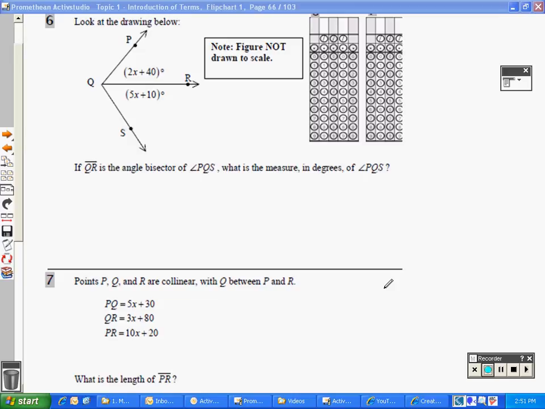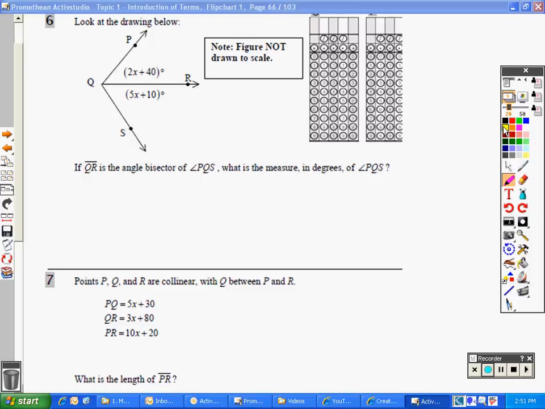All right. Looking at the last two problems, number 6 and 7, let's try those. Number 6, if QR is the angle bisector... Okay, we're going to actively read here. Angle bisector of PQS. What is the measure in degrees of PQS? All right, so let's break this down.